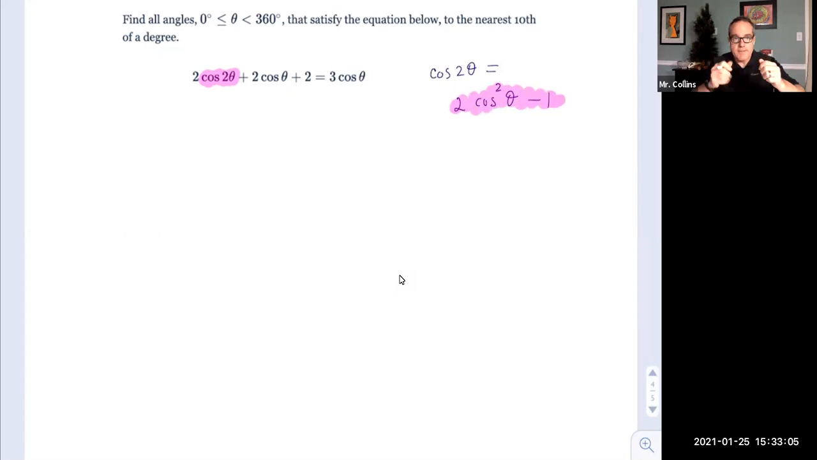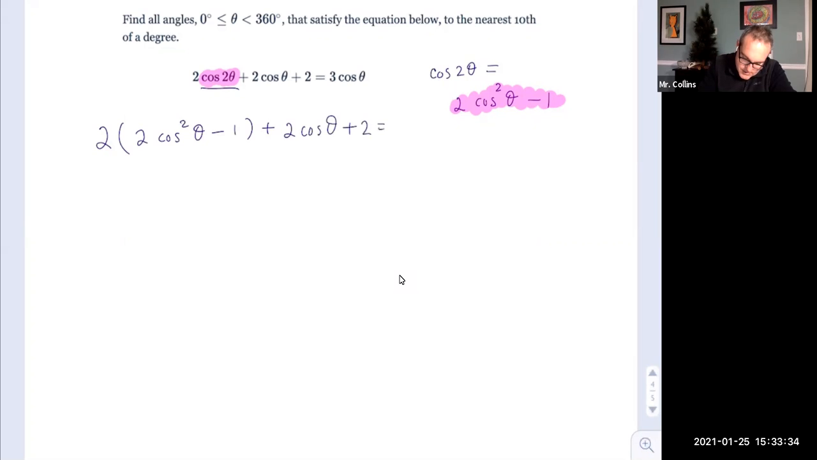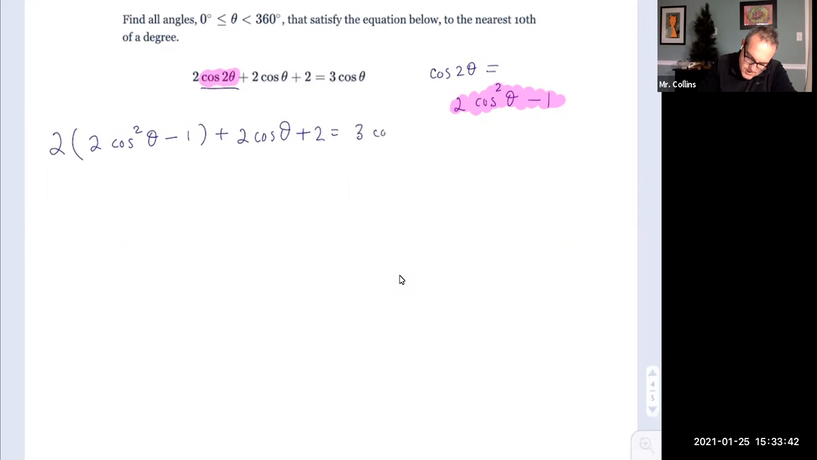Very important: if you have single angles and double angles, you've got to pick one and use substitution to get everything in terms of a single angle. So in place of this purple, I'm going to write 2 cosine squared theta minus 1, and notice it's in parentheses because that 2 out front is going to distribute. And then I can bring the rest of this down. Plus 2 equals 3 cosine theta.